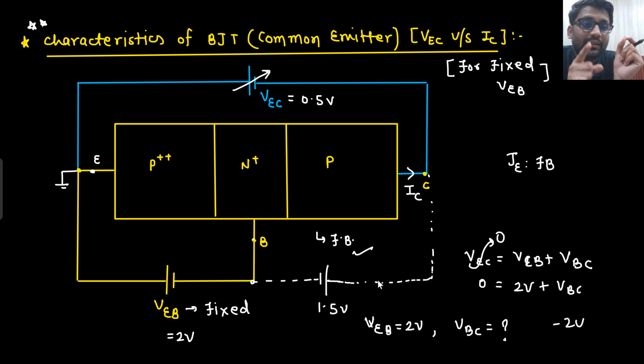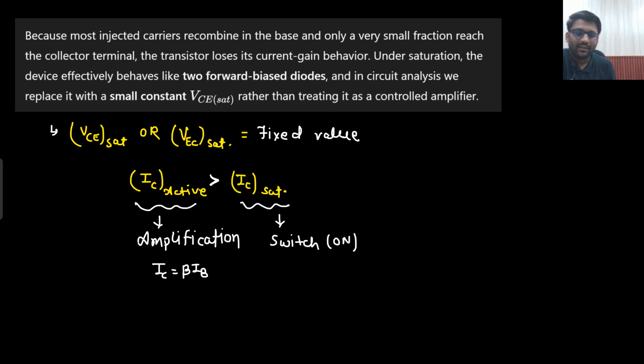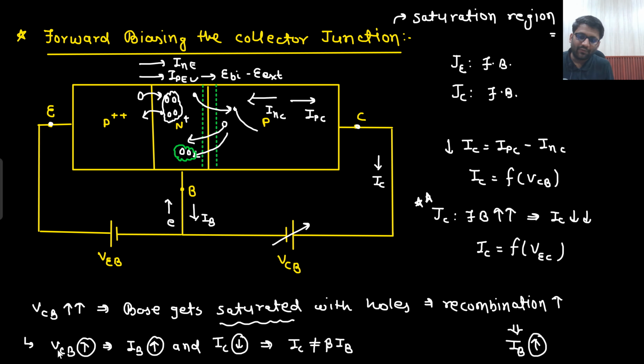But now the forward bias has decreased. Previously, what was the forward bias? We had a forward bias of 2 volt. Now we have a forward bias of 1.5 volt, so the forward bias has decreased. Here what I have written: as VCB increases, as you increase the forward bias, IC goes down. Forward bias increases, IC goes down. Forward bias decreases, IC goes up.